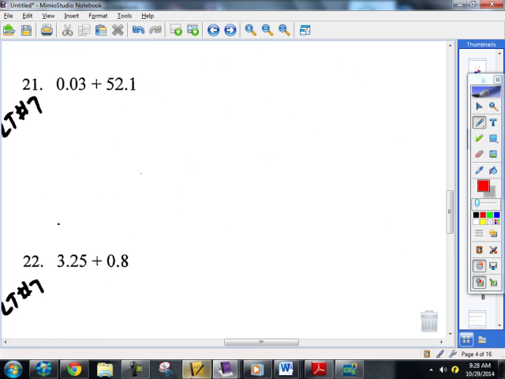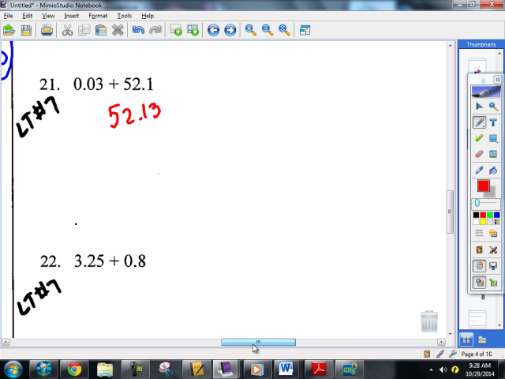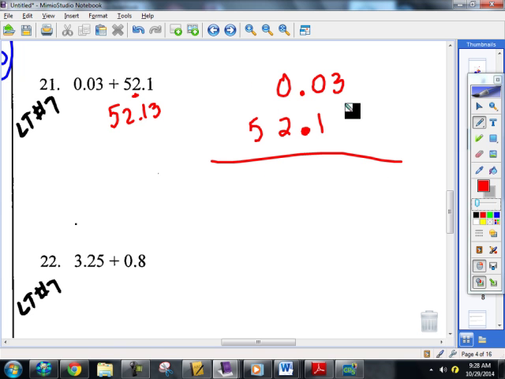Okay, number 21, the correct answer is 52.13. Okay, so if you didn't get that right, make sure you write this down. When you're doing addition or subtraction, you must line up the decimals. So I look here and say, okay, there's my decimal right there. What's in the ones place there? Well, it's a 2. So then I can add a 5 there and make it 1. Now what can you add in to fill in these empty spots? Zeros if you want to.